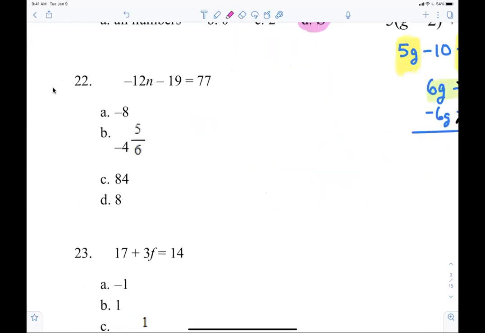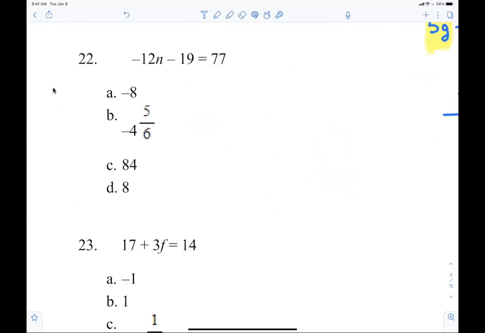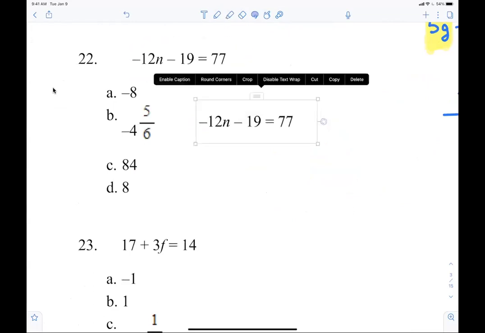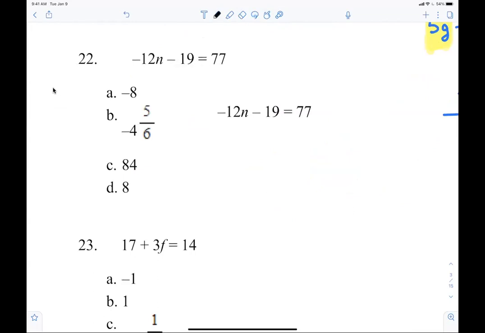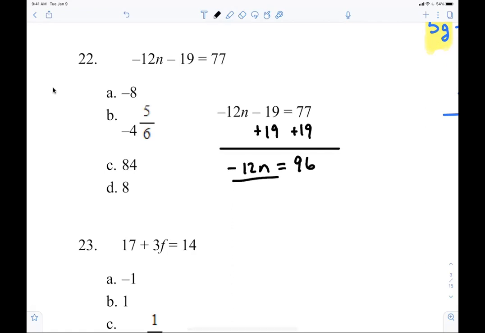All right, a couple more problems, guys. Now for number 12, what do I have to do first on this one? Add 19 to both sides. Negative 12n equals 96. Divide by negative 12. So n equals what? 8. Positive or negative? You okay with that? Everybody okay with negative 8?